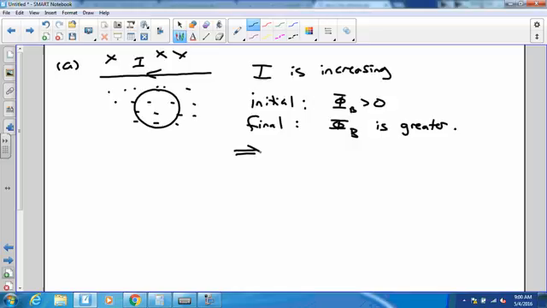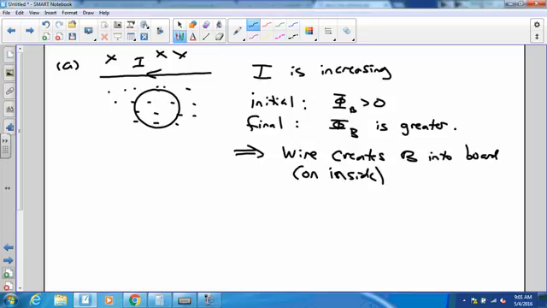And so our thought process is if the wire creates field into the board on the inside, and always the wire reacts to what's going on its inside, field into the board on the inside means current is going to have to flow in this direction right here. We can check that with our right hand and see that the wire is going to induce some magnetic fields here that will cancel out the increase in the flux.